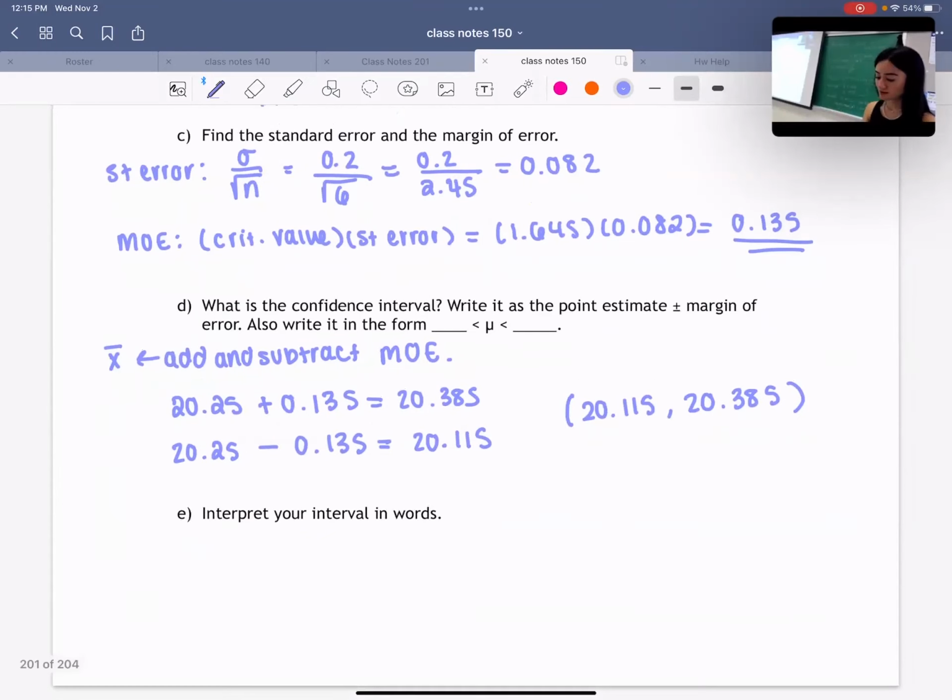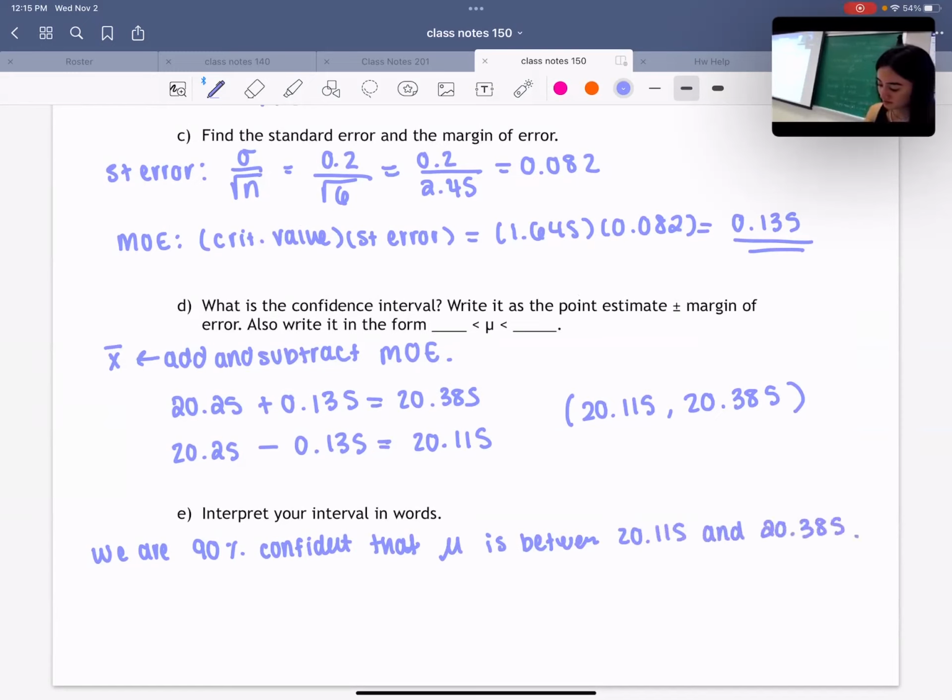Does anyone want to take a crack at saying the interval in words? Ariel? We're 90% confident that the population mean is between 20.115 and 20.385. Perfect. Make sure that you use the correct wording. There are other phrases that work, but I like to just stay consistent. It's easier for me if I just have a phrase I can fill in the blanks and I don't have to think about what it actually means. So I'm going to be lazy. Instead of population mean, I'm going to write mu, and I'm going to say is between 20.115 and 20.385.